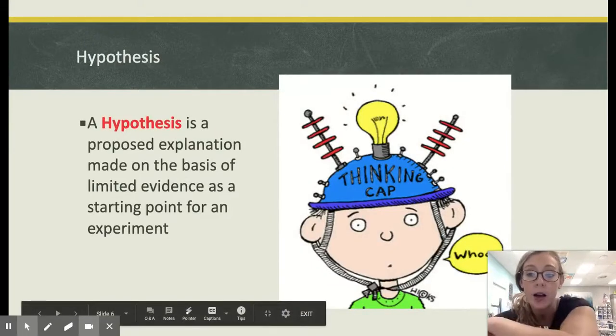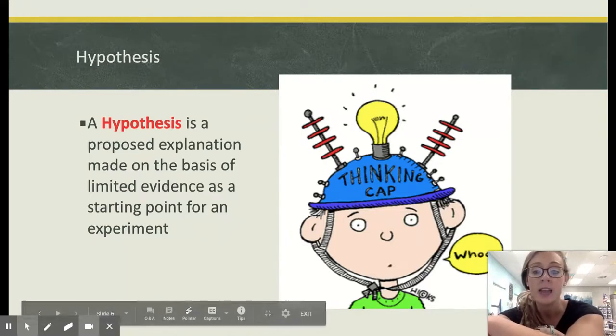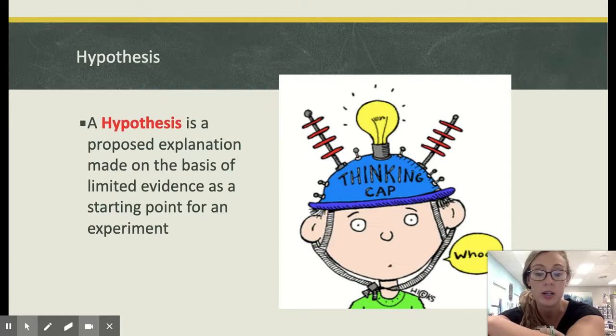So our hypothesis is a proposed explanation made on the basis of limited evidence as a starting point for an experiment. Okay, so that's just a complicated way to say that our hypothesis is like our idea of what's going to happen if we do something.